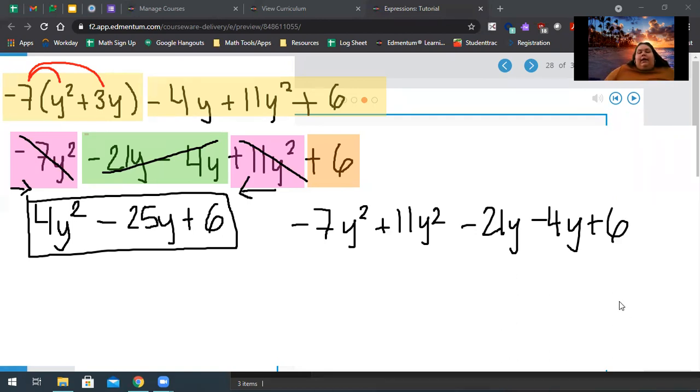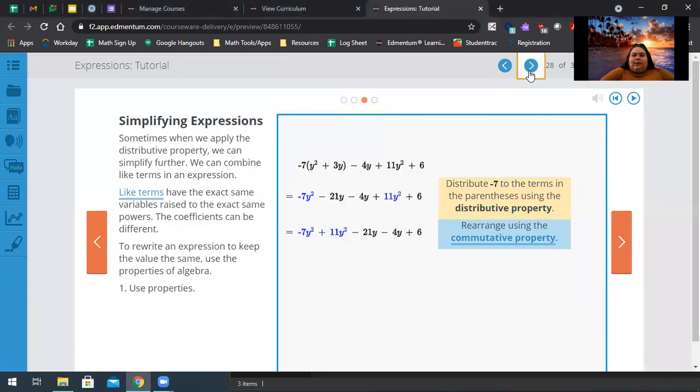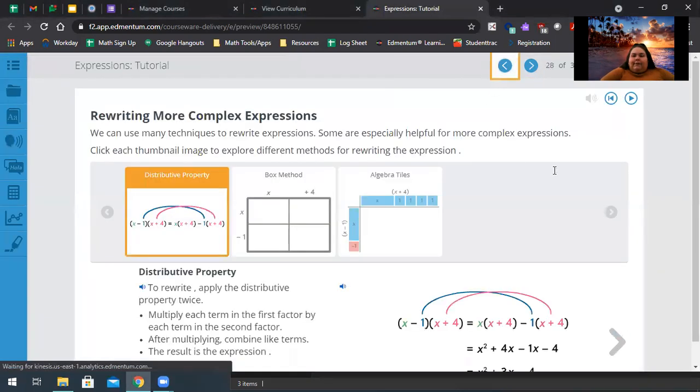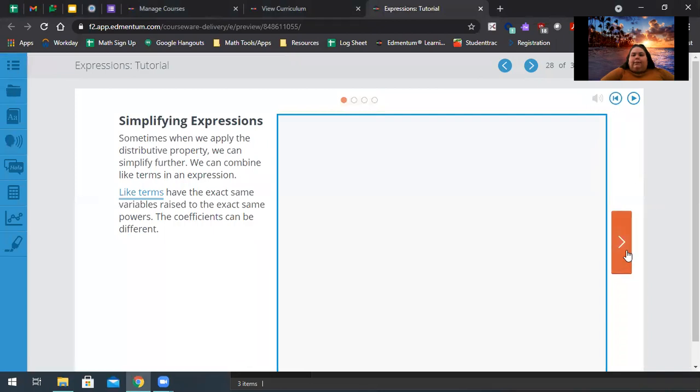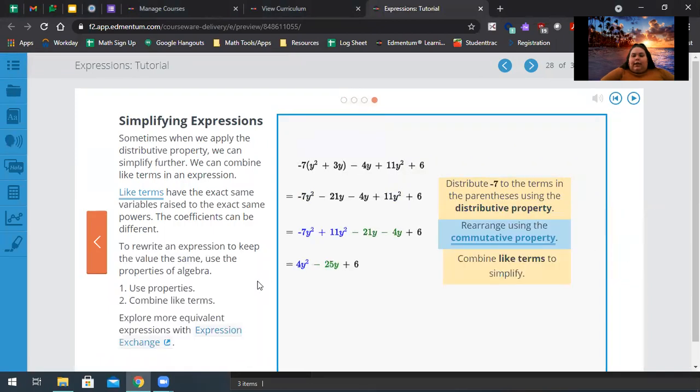You can. I feel like it just reiterates, and after the color coding is another way to organize the expression to be able to get to this final answer here. So again, it's up to you which way you like or what is your preference. I like color coding because it's colors. I didn't get to that final step on slide 28. Give me a second here. So they came out with the same result, 4y squared minus 25y plus 6.